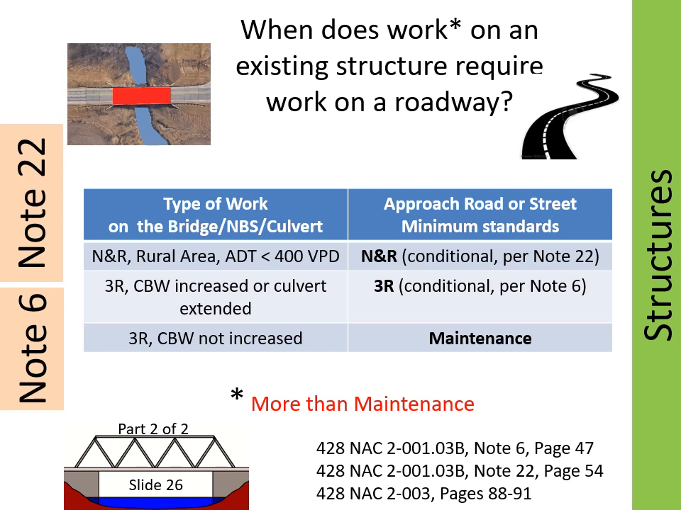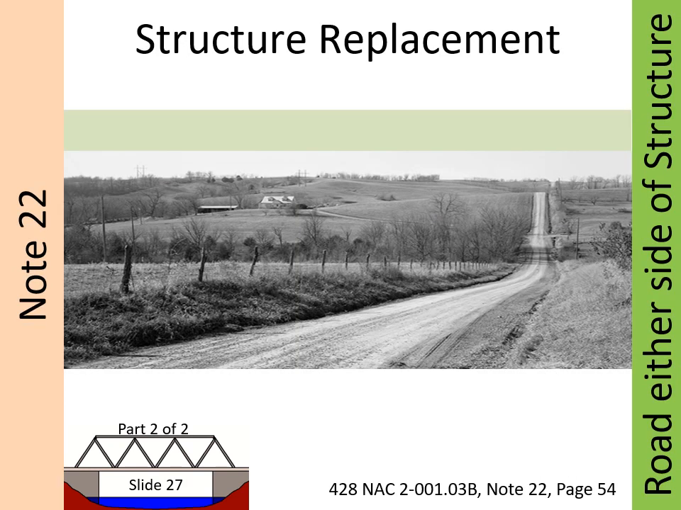Finally, although it is not included as a line in the table, if the type of work is new and reconstructed for the structure, the approach road or street should also meet new and reconstructed standards in order to be consistent with the structure. Let's look at Note 22 in more detail. It addresses approach roadway requirements for structure replacements on very low volume roads where rural standards apply.